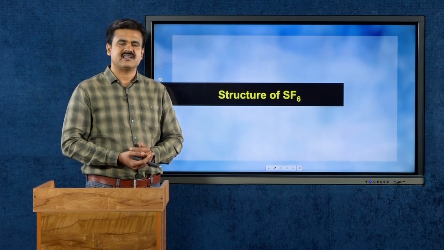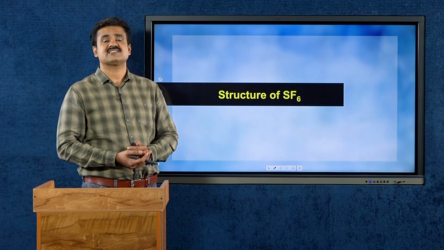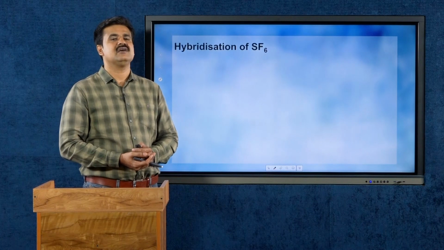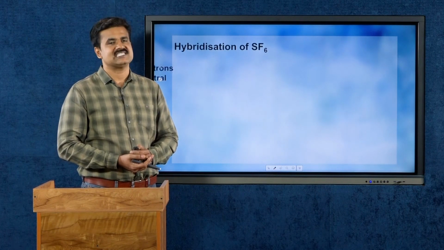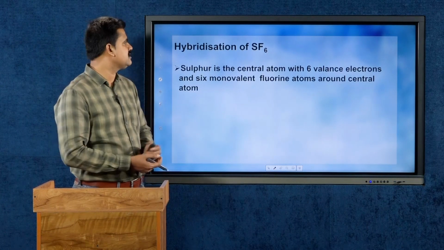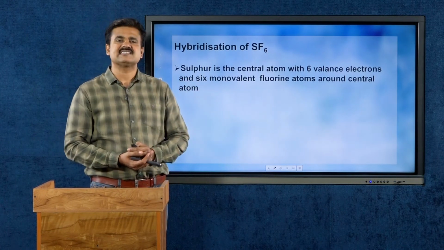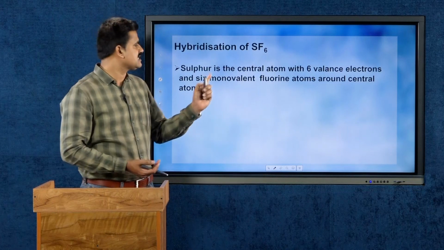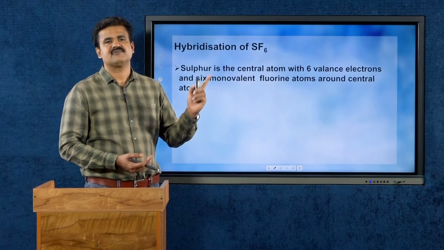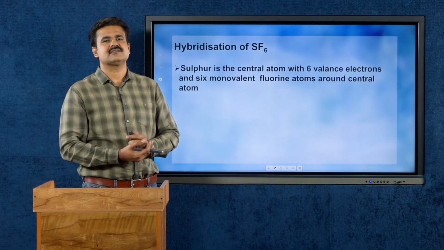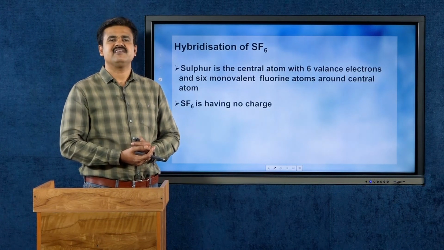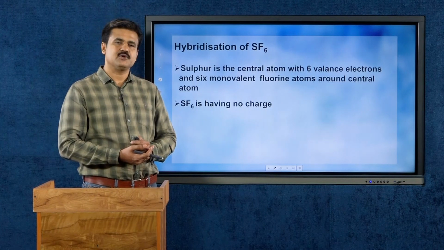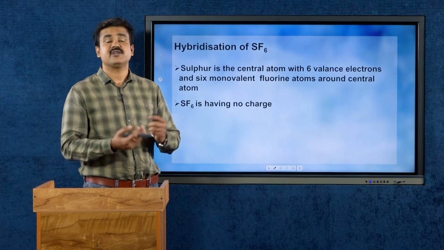Now we are entering into more details about the structure of SF6. First of all, we are focusing on the hybridization of the central atom sulphur in SF6. It is very clear that sulphur is the central atom with 6 valence electrons, and you can see 6 monovalent fluorine atoms from the molecular formula around the central atom sulphur. SF6 is a molecule without any charge. So, it is a neutral molecule.